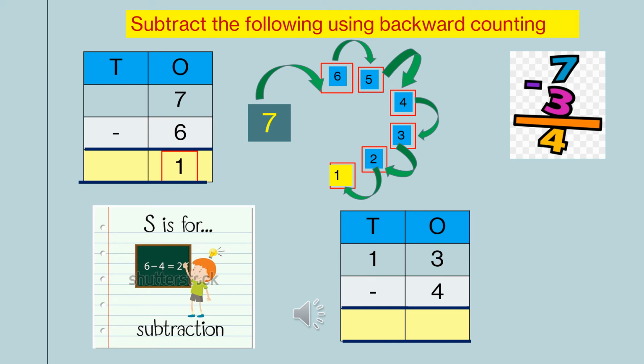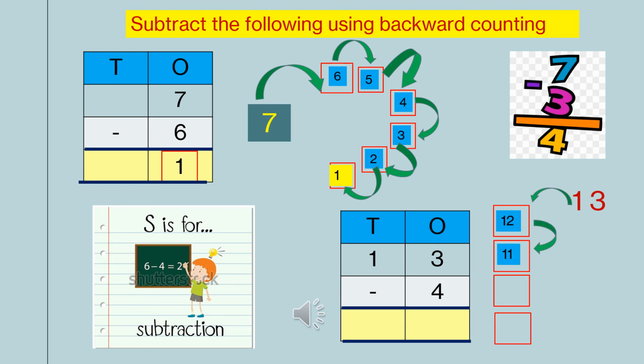Let's see another example. 13 minus 4. Here we have to keep 13 in our mind and count 4 backwards. So let's start counting backward from number 12. So 12, 11, 10, 9. We reach number 9 after counting 4 backwards. So the difference between 13 and 4 is 9. So 13 minus 4 is equal to 9.